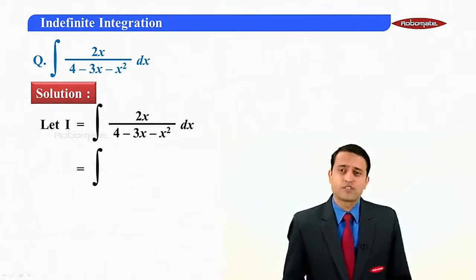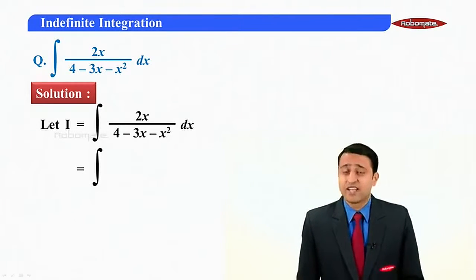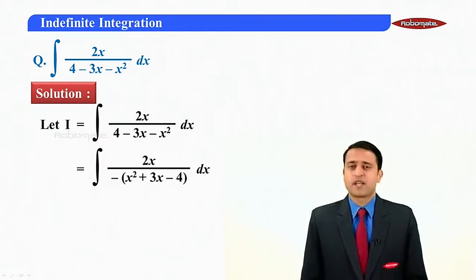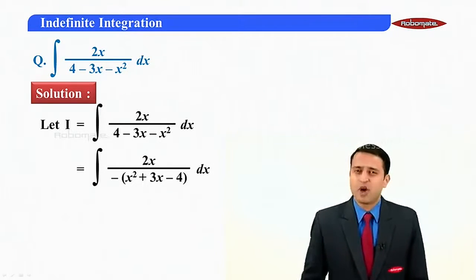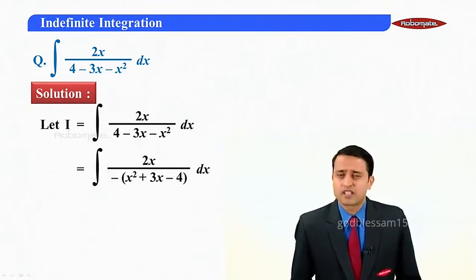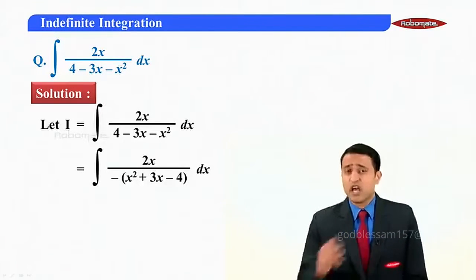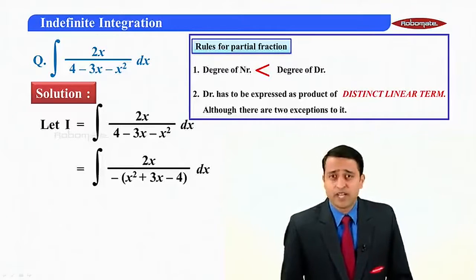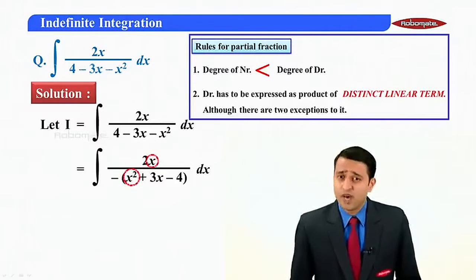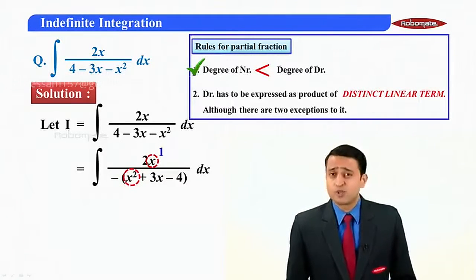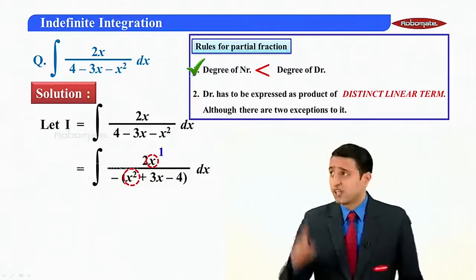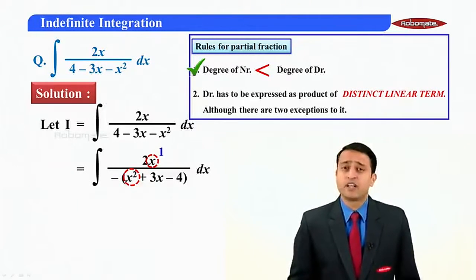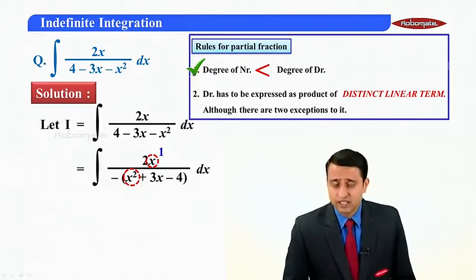So let's make the coefficient of x square positive. So can I write in the next step 2x upon minus of x square plus 3x minus 4. I am taking a minus common just for my understanding. Okay, my dear students. Now if I compare the degree of numerator, can I say degree of numerator is 1 and that of the denominator is 2. So can I say first condition, degree of numerator and degree of denominator, they are satisfied, correct?